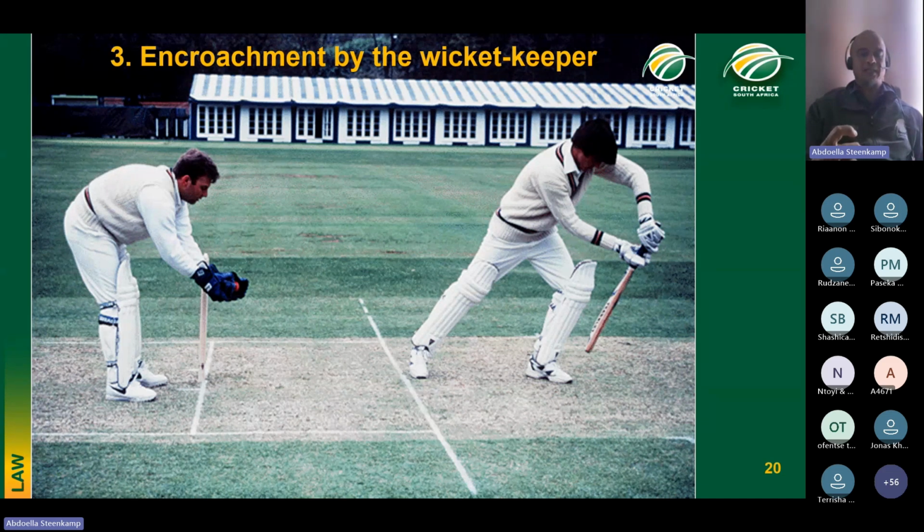But there are three exceptions. If the ball touches the bat or person of the striker, then the keeper can come in front. If the striker attempts a run, no problem. Keeper can now come in front of the stumps. If the ball passes the striker's wicket, then the keeper can come in front. But otherwise, the keeper always has to stay behind the wicket from the moment the ball comes into play. So this is an example of a no ball.